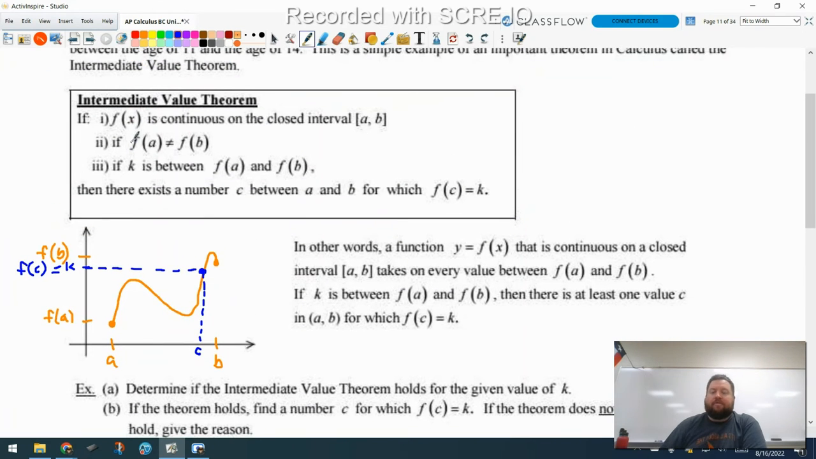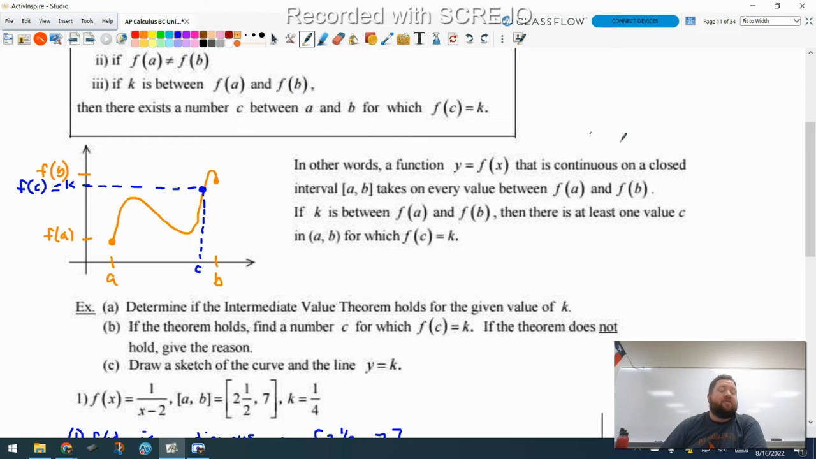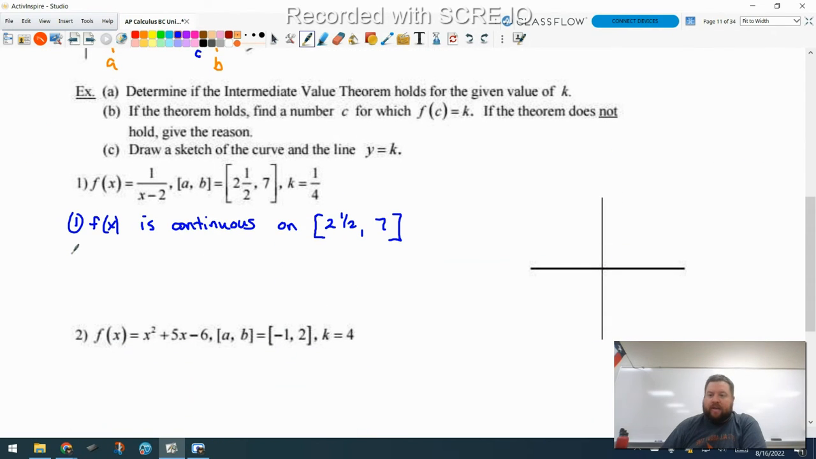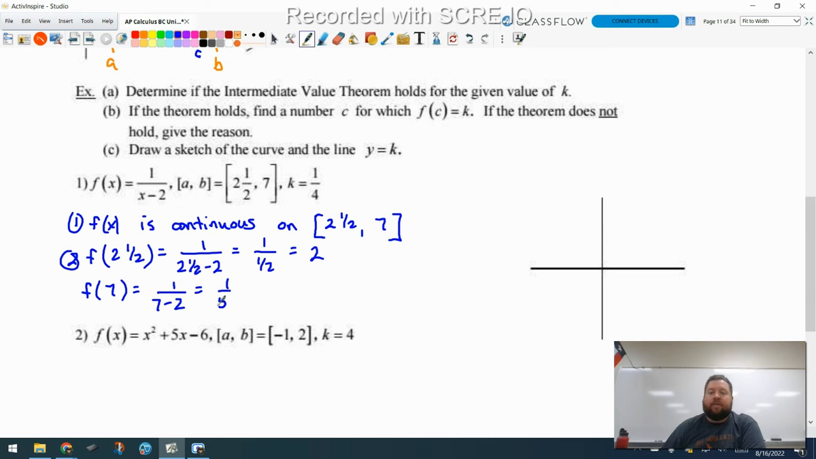All right, so that's part 1. Part 2, f of a and f of b cannot be the same. We don't state that directly in our answer. What we're going to do is show that this k is between these two, so we're going to make an inequality. We do have to find f of a and f of b. So that is f of 2.5. You just plug it in for x: 1 over 2.5 minus 2. So that's 1 over a half, which is equal to 2. And then f of b is f of 7, so that's 1 over 7 minus 2, which is 1/5.